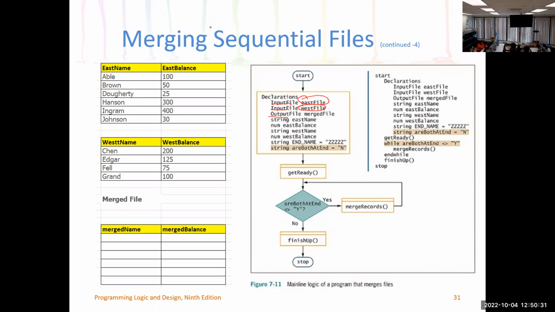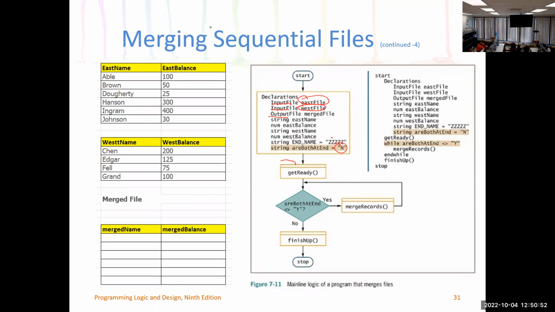So you have here the end name, that means ZZZ. And you have the flag for both at end. At the beginning, you have no, that means it's not at the end. When both are at end, it's yes, right? That is the flag here.